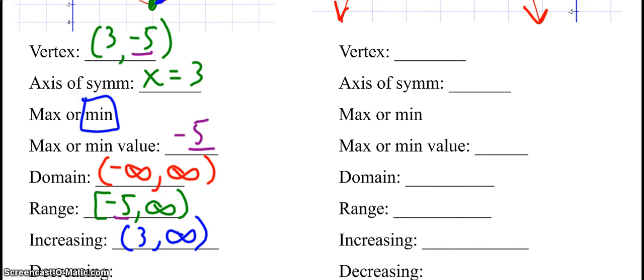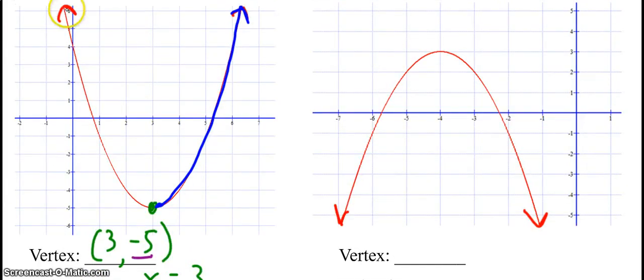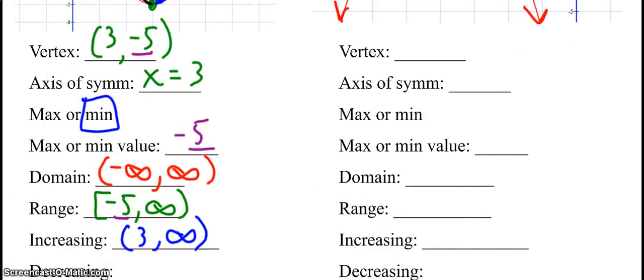The decreasing is this side. So I'm decreasing from negative infinity to 3.